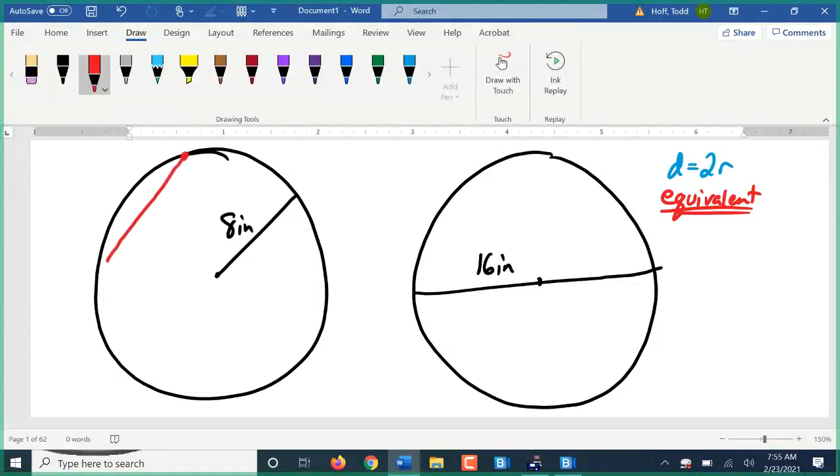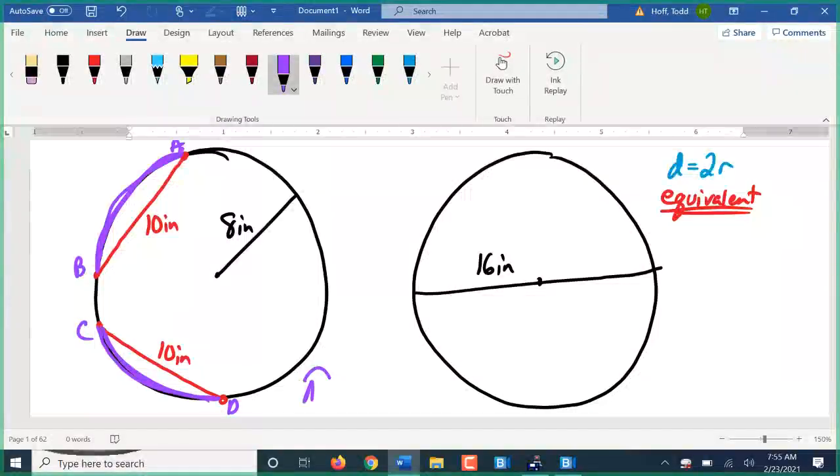We talked about chords. If I have a chord here that is 10 inches long, it cuts an arc out here, this purple arc. Well, if within that same circle I put in another chord that's 10 inches long, guess what? Those equal chords have to cut equal arcs. If I label these points A and B and C and D, arc AB has to equal arc CD, the same length.